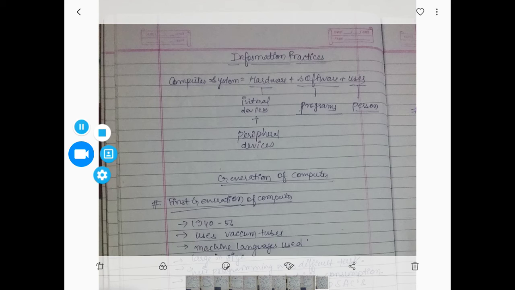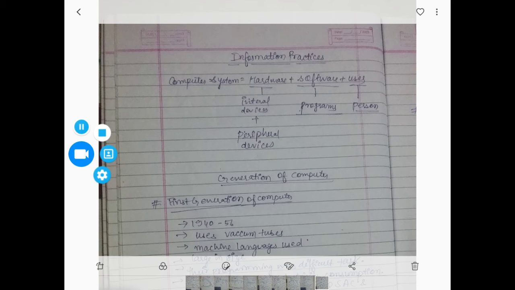A user is a person who uses the computer or the computer system, while hardware is a device that is used to give data, give input to the computer and gives out output. Hardware includes peripheral devices plus internal devices, and software includes programs.